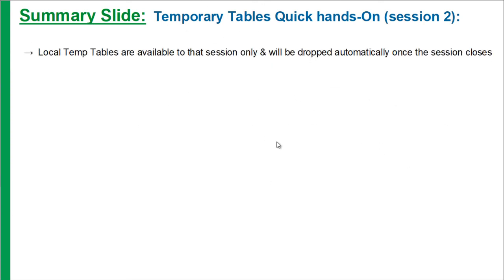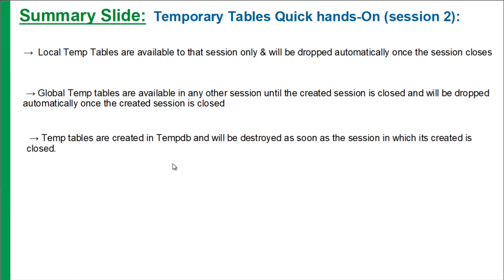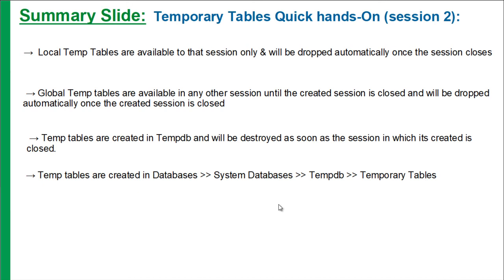Local temp tables are available only to the session in which they are created, and are automatically dropped once the session is closed. Global temp tables are available in any other session until the created session is closed, and are automatically dropped once the created session is closed. Temp tables are created in TempDB and destroyed as soon as the session in which they were created is closed. Temp tables are stored in the databases folder, system databases, TempDB, and temporary tables.